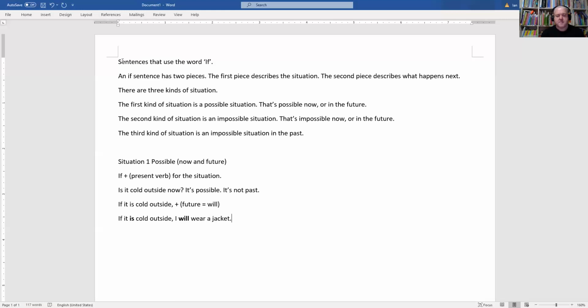So we can see, cold is now, jacket is future. Cold is first. Jacket is second. So to make a question, I keep the same beginning. So if it is cold outside, then we can say, what will you do? So here, this is a will question. But this is still present tense. What will you do?